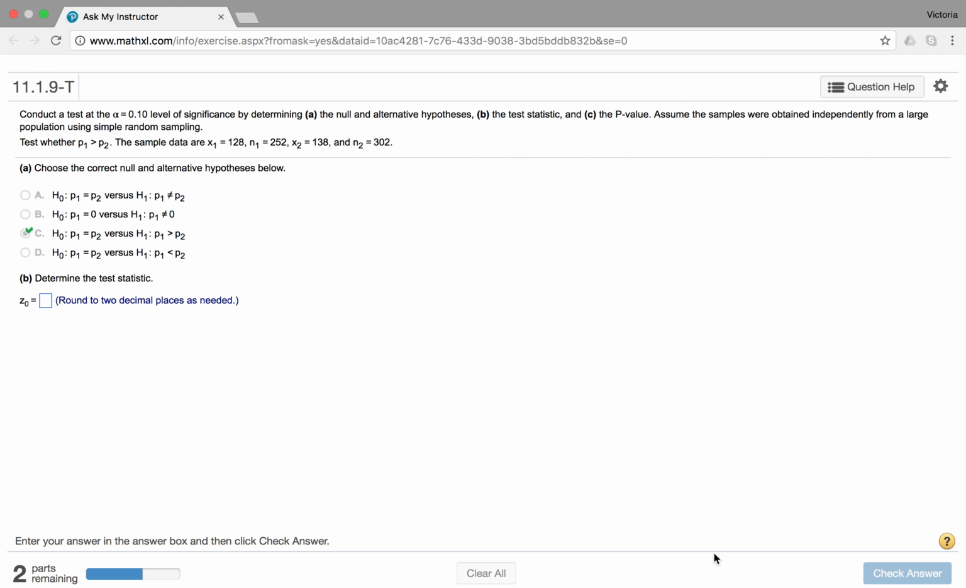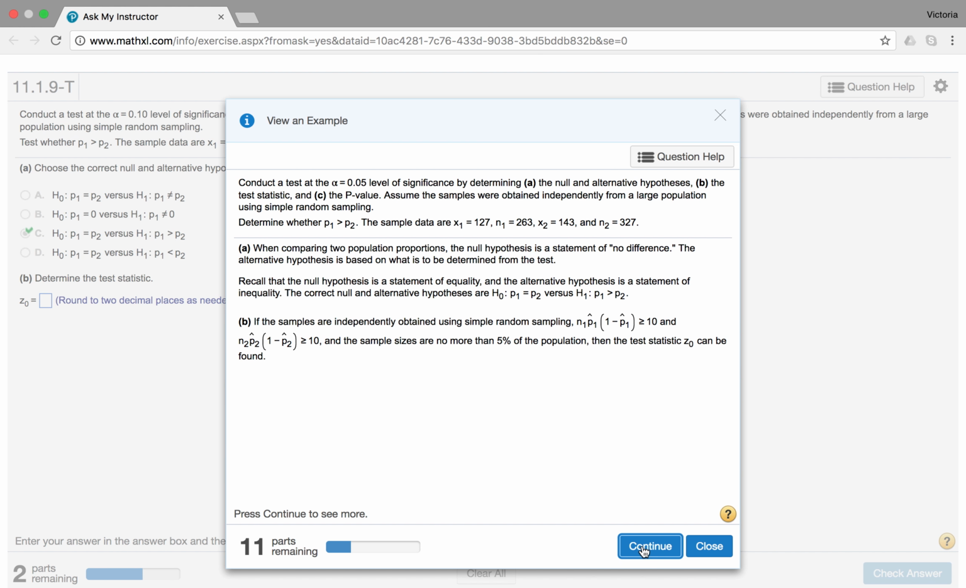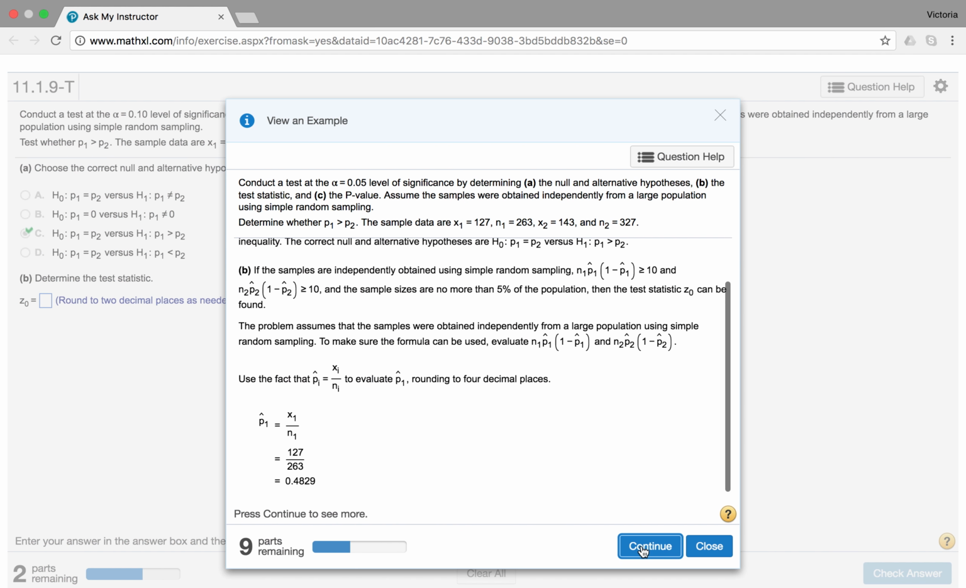So to determine the test statistic, if you do it by hand, there's actually a really crazy formula. And just to show you how that works, I'm just going to go to Question Help real quick and see if they show it to me in the View an Example. Let's see what it shows us here. Okay, so here's where it starts to determine the test statistic.